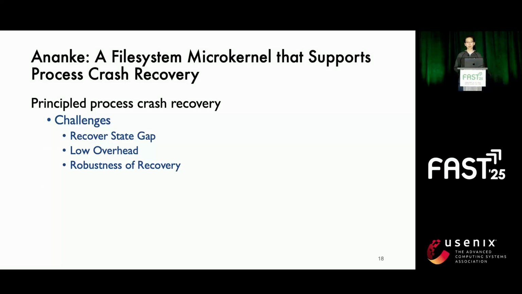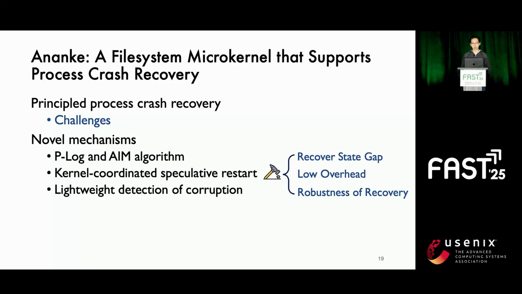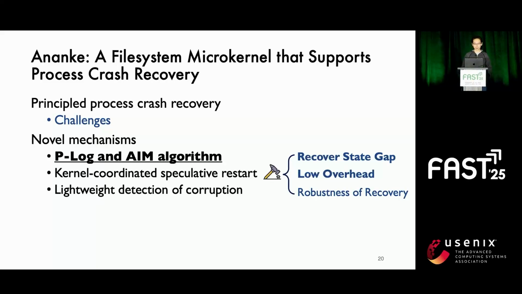Ananke is designed to perform principled process crash recovery. The challenges are, first, to recover the state gap correctly and incur low overhead in the common path. The recovery also needs to be robust, such as to corruptions. We propose novel mechanisms, plog and M algorithm, to recover the state gap, and a robust restart mechanism called kernel-coordinated speculative restart that also reduces the recovery time. Lightweight detection of corruption further improves the robustness. I will focus on plog and M in this talk.